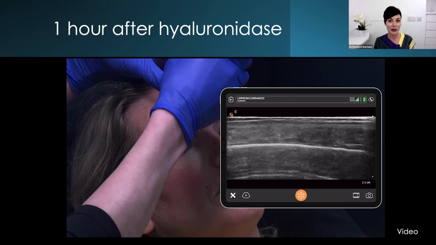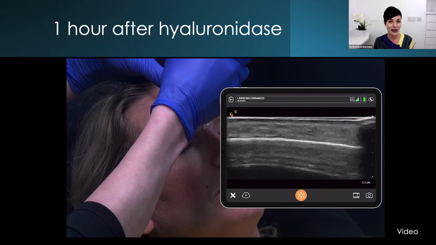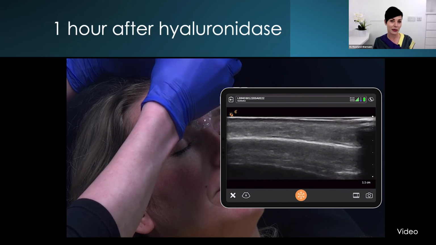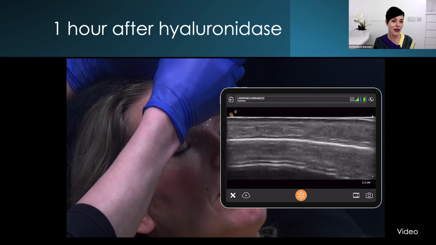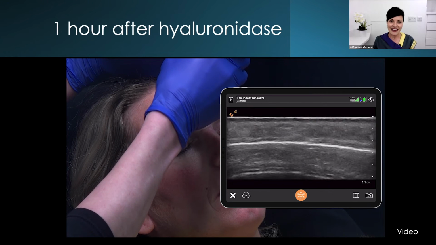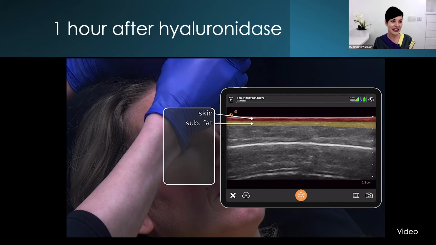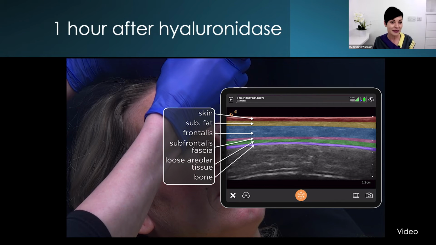And that cotton wool appearance we saw in the tear trough in the other case has also gone. And the filler is pretty well broken up completely. That's amazing. Yeah, isn't it? So here we can once again see the normal layered anatomy with skin, subcutaneous fat, frontalis, loose areolar tissue, and the bone. So I fixed her.